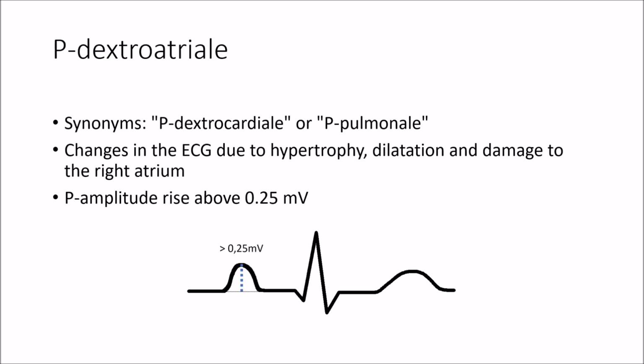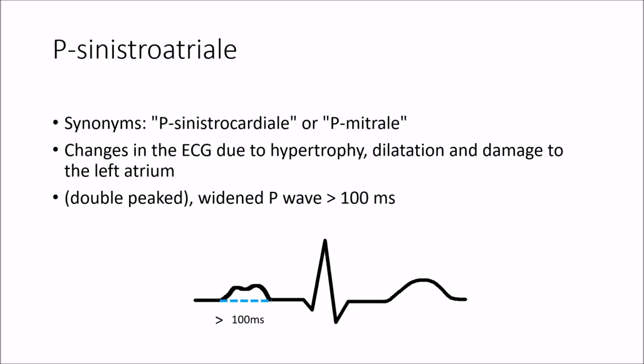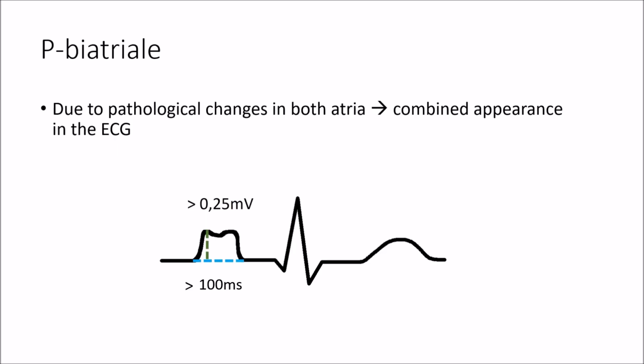For example, if the right atrium becomes enlarged due to a heart valve defect, the P wave in the ECG may also become larger. Then the amplitude is more than 0.25 mV. This disease is called P dextroatriale. But if the left atrium enlarges, the P wave widens to more than 100 milliseconds. This disorder is called P sinistroatriale. If both atria are enlarged, the ECG may show all the criteria just mentioned.